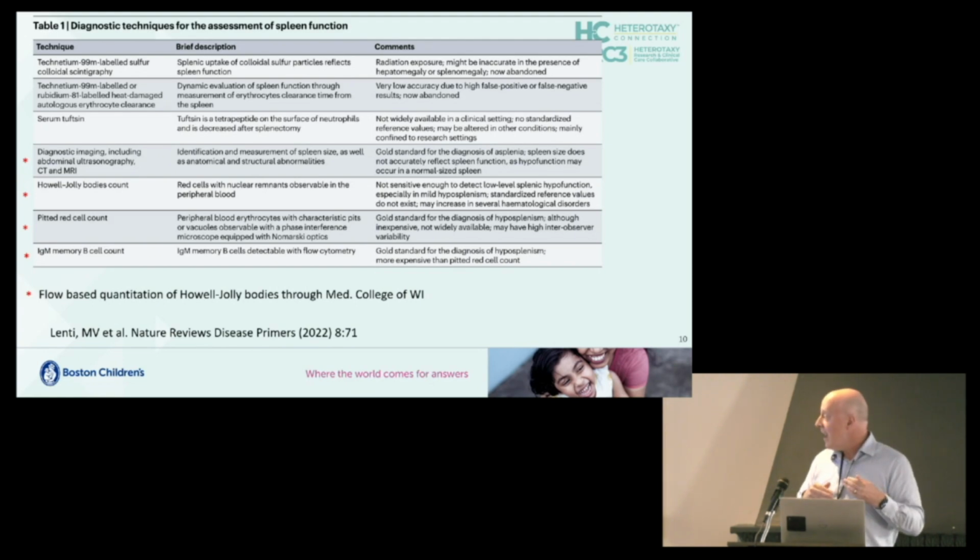There are now other options for this analysis, including flow-based quantitation of Howell-Jolly bodies, and you can send that to the Medical College of Wisconsin, and that's probably every bit as good, if not a bit more sensitive than even the pitted red cell count. And Boston Children's Hospital actually will be doing this assay probably starting in the spring of 2026.